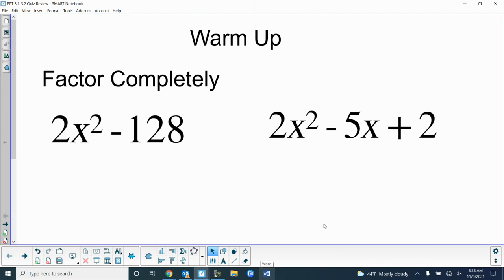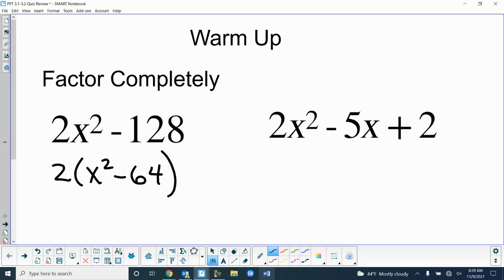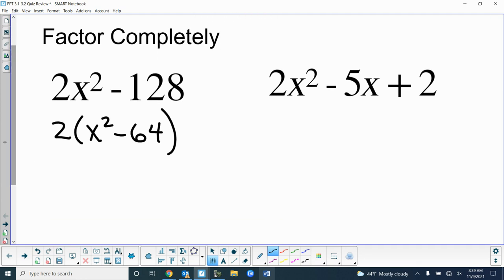All right. How do I do the first one? It's always the first thing you do when you factor. Greatest common factor. What is it? 2. What's 128 divided by 2? What's that called? Perfect squares, right? Difference of squares. So when you see two perfect squares and a minus, you make two sets of parentheses.